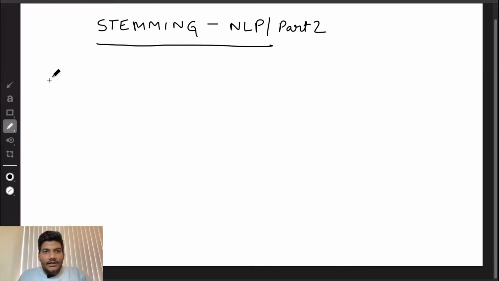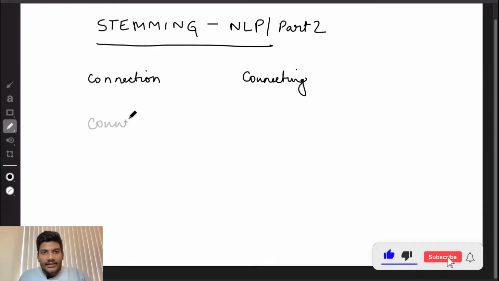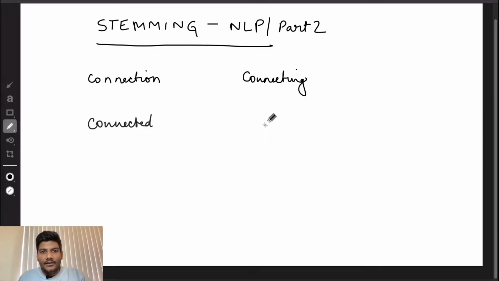For example, consider a few words like connection, or I say connecting, or I take connected, or I take the word connects. If I take all these four words, I understand that the root word or the stem word for all of these is basically connect, right?